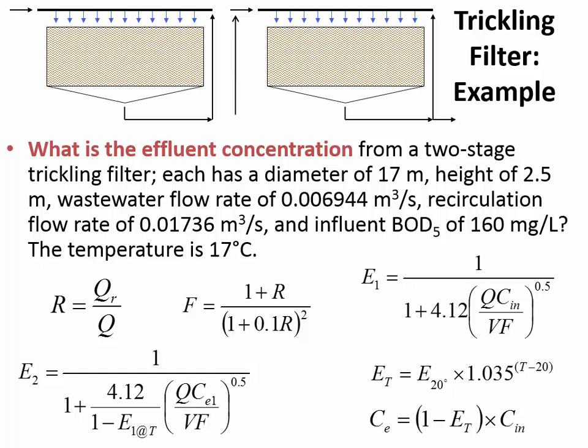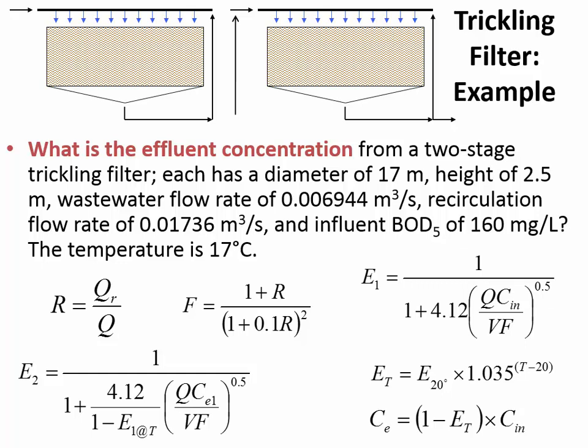Okay, so we're going to start off by calculating the cross-sectional area for a 17-meter diameter filter. The cross-section of each is going to be 226.98 square meters. Okay, and the height we know is 2.5 meters, or h equals 2.5. The volume will be 226.98 times 2.5, 567.4.